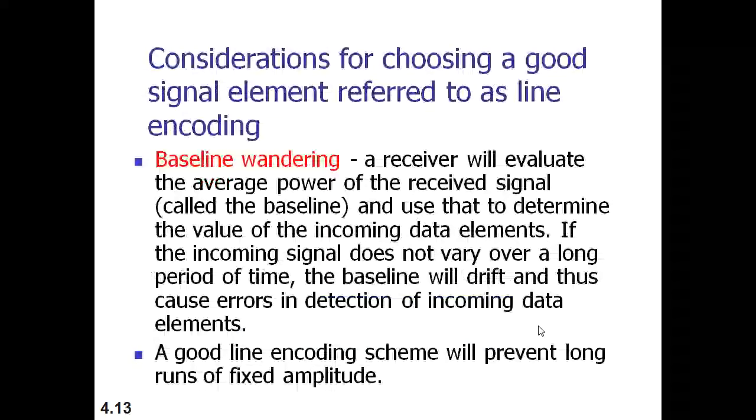Consideration for choosing a good signal element is referred to as line encoding. Here we need to consider some points. Baseline wandering: a receiver will evaluate the average power of the received signal, called the baseline. As we have seen in the diagram, the sender will send the data in the form of a signal to the receiver, and the receiver will evaluate the average power of the received signal, called the baseline, and use that to determine the value of the incoming data element.